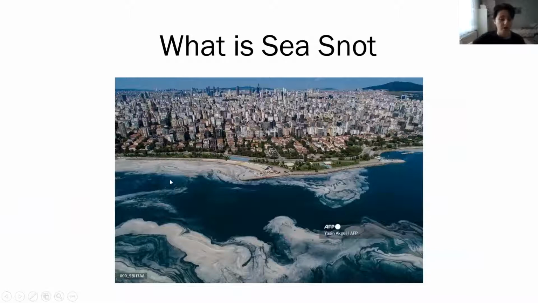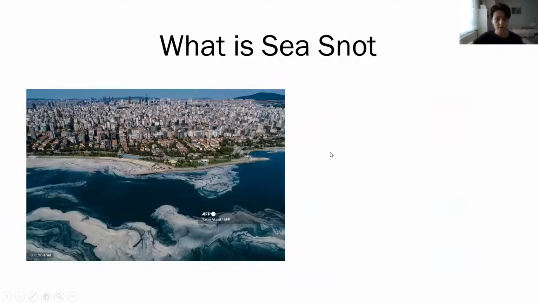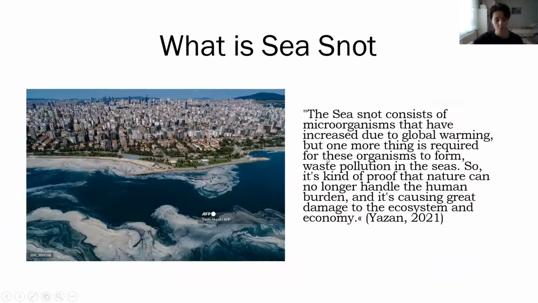Before I talk about the adverse effects of sea snot, let me briefly explain what sea snot is and how it's formed. According to an article published by the BBC in 2021, Yazan states that the sea snot consists of microorganisms that have increased due to global warming. But one more thing is required for these organisms to form: waste pollution in the seas. So it's kind of proof that nature can no longer handle the human burden, and it's causing great damage to the ecosystem and economy.